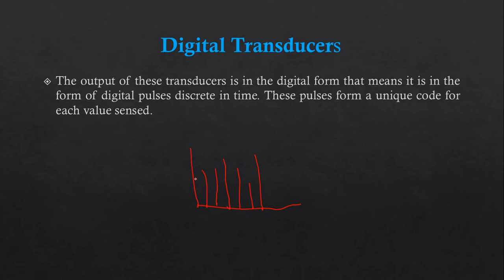And after that, if we convert digital to analog, we can join all these points by means of different methods, and we can convert this digital signal into the analog signal.